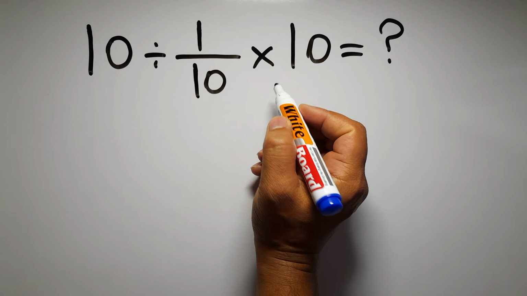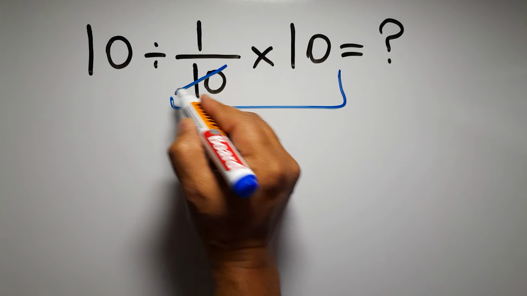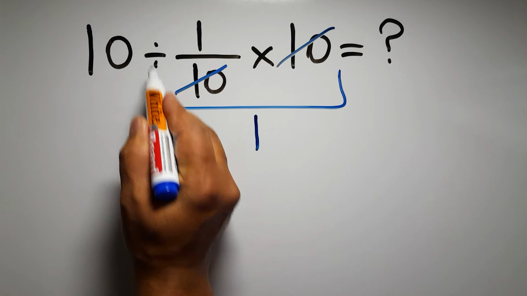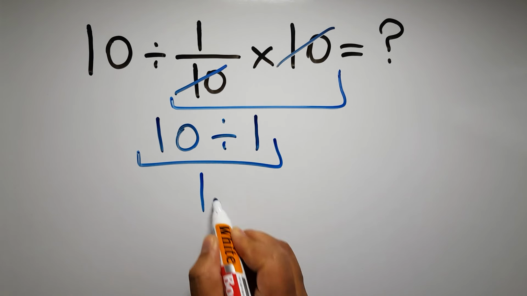First, we do this multiplication, 1 over 10 times 10. We can easily cancel this 10 and this 10, so we have just 1. And 10 divided by 1 gives us 10.